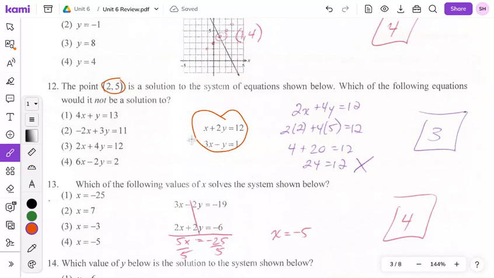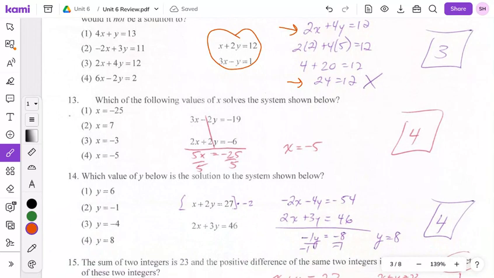So you can see I took choice 3, I pulled it out, and when I rewrote it here, I substituted in the answer 2, 5, and it does not check. So that one gave us a little bit of extra information, so there was a quicker, alternate way to do that.